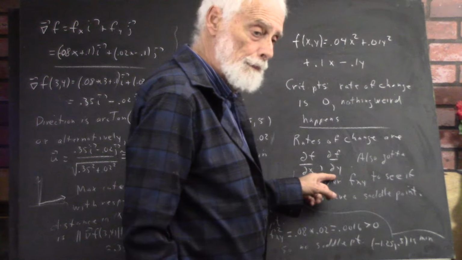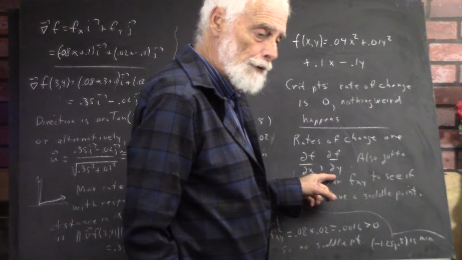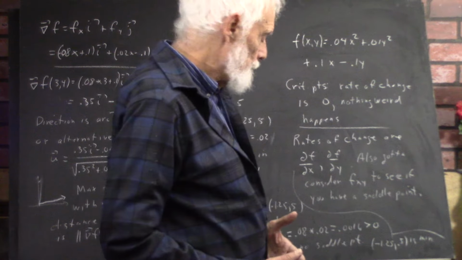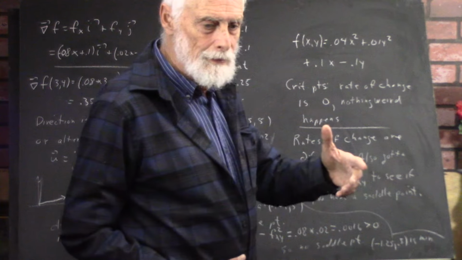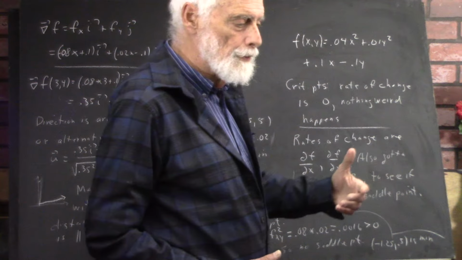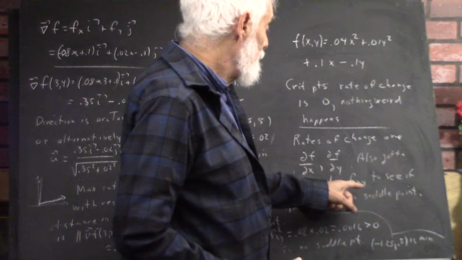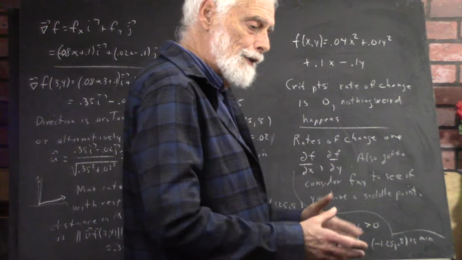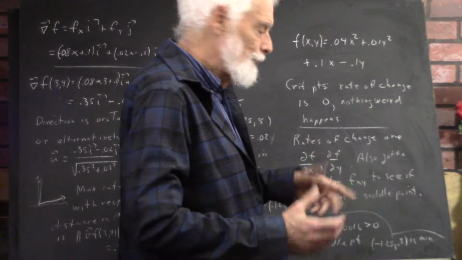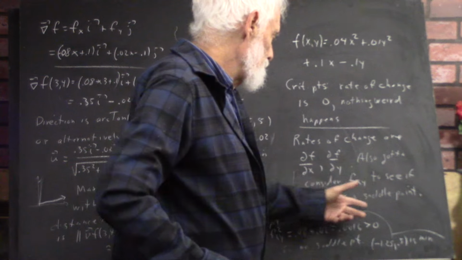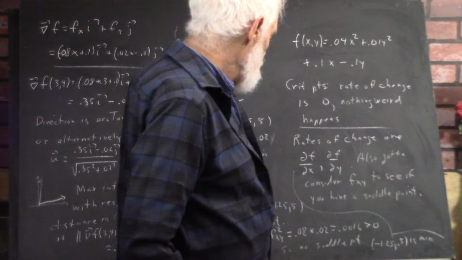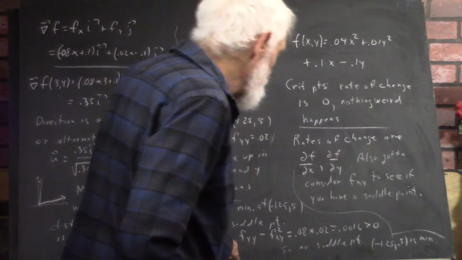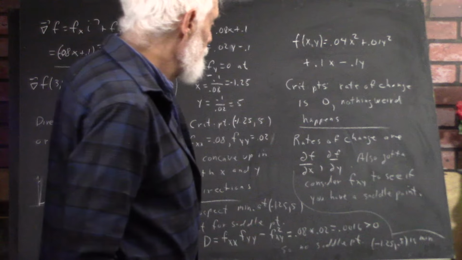So your rates of change are these. If they're both 0, then you look a little further by checking f_xy, the partial with respect to x of the partial with respect to y. And if that has a sign that's opposite the signs of the second partials here, it might indicate a saddle point, okay? So that's the process. We start, though, by just calculating the critical points.